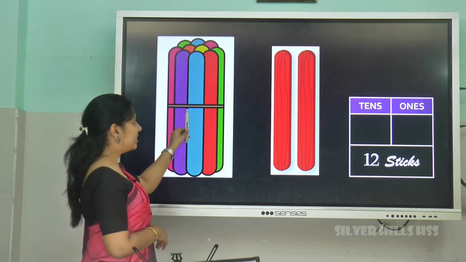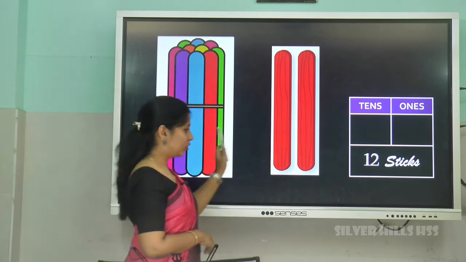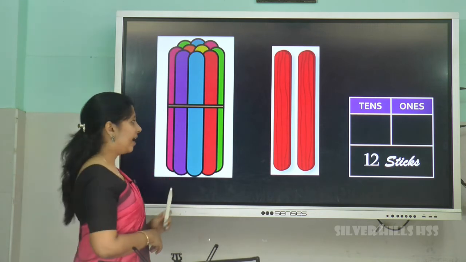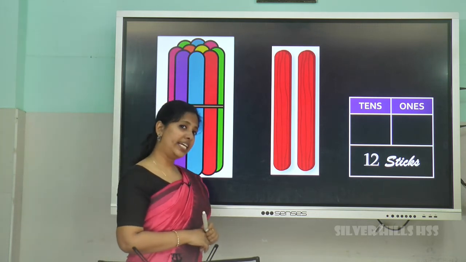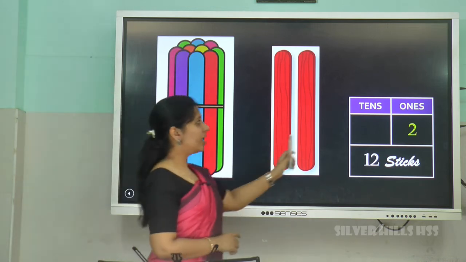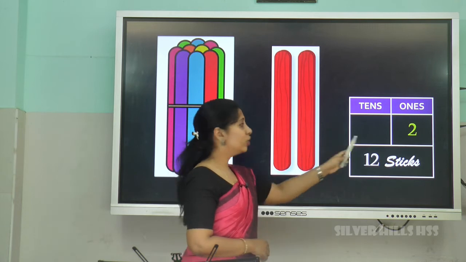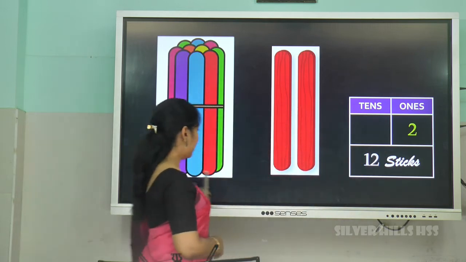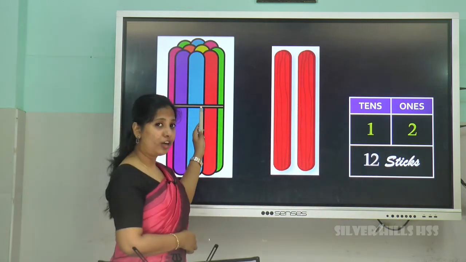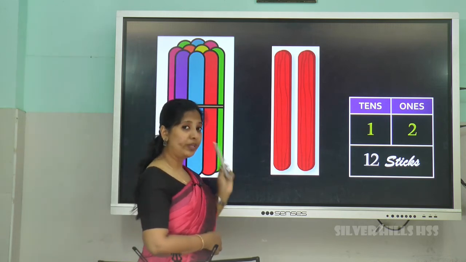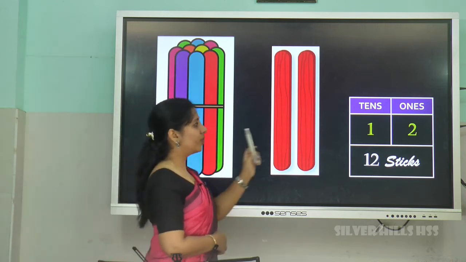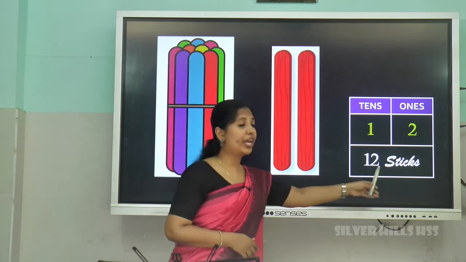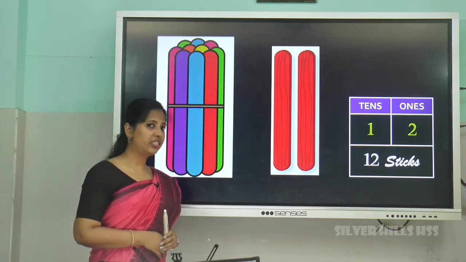Here you can see another example, right? A bundle of tens and another 2 sticks. So, 10 plus 2 equal to 12 sticks. And how we will represent it in tens and ones? In ones position, we will place 2. The 2 sticks, 1, 2. 2 in ones place. And 1 bundle of 10 sticks, right? So, how many tens? 1 tens. So, we will write 1 in tens place. So, we will have 12 sticks. How many sticks? 12 sticks.